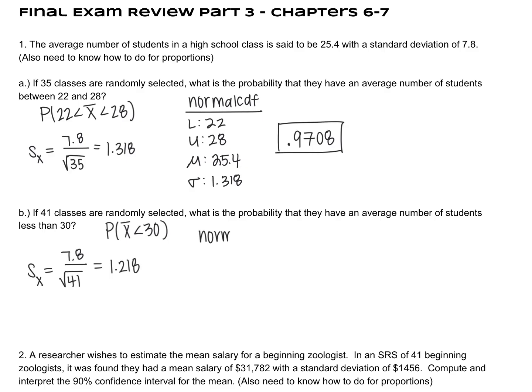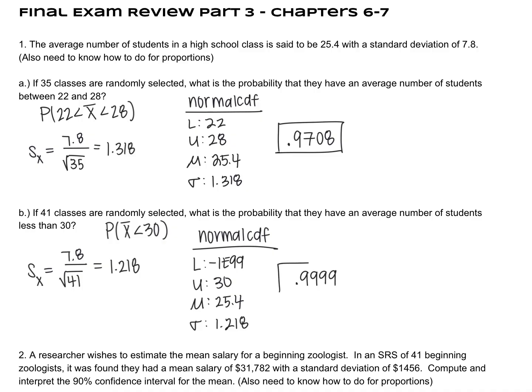So when we go to normal CDF, because our probability is less than, our lower bound is negative 1e99. Our upper bound is the 30. Mean is still 25.4, and our standard deviation is now 1.218. And we end up with 0.9999. So it's almost guaranteed that the average number of students is going to be less than 30.